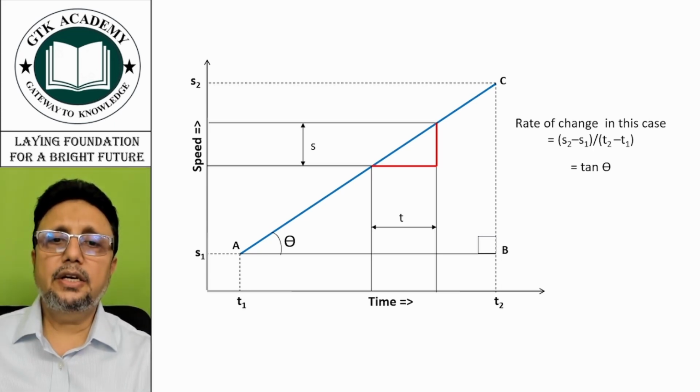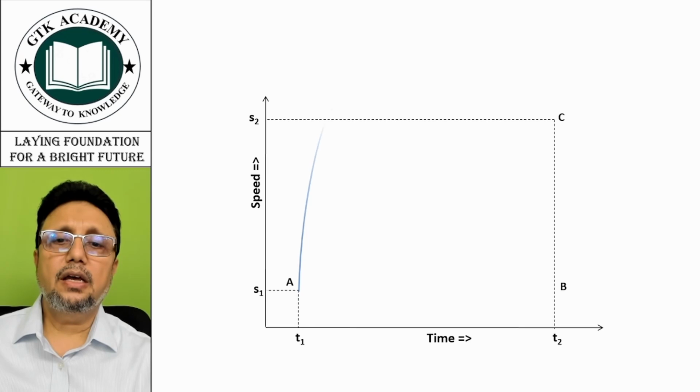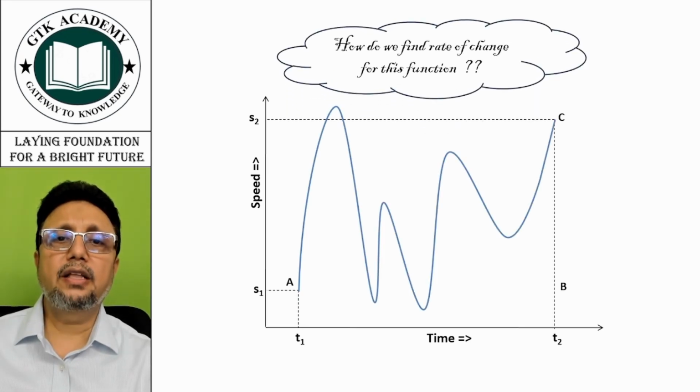However, instead of the variation being a straight line, which is there in this case, if it is like this curve, then how do we find the rate of change for this function? Now here some people may say it will be S2 minus S1 upon T2 minus T1. That is the average rate of change. But we want the rate of change at any particular moment. So what do we do in this case?